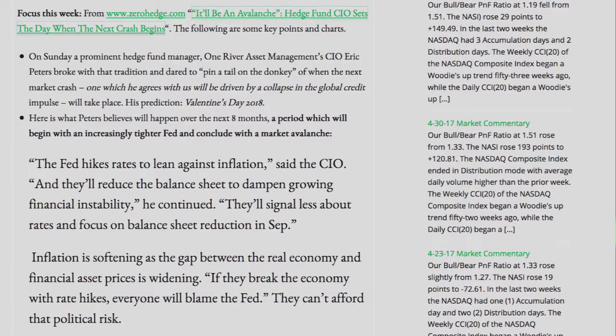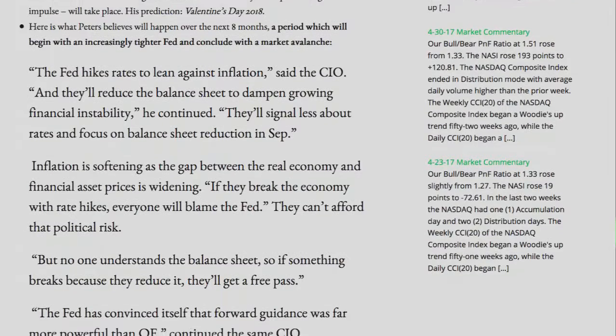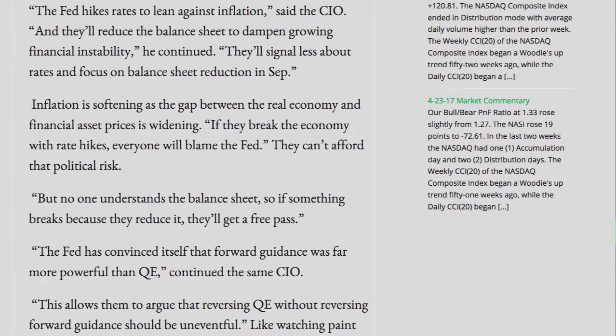His prediction? Valentine's Day, 2018. Here is what Peters believes will happen over the next 8 months, a period which will begin with an increasingly tighter Fed and conclude with a market avalanche. The Fed hikes rates to lean against inflation, said the CIO, and they'll reduce the balance sheet to dampen growing financial instability, he continued. They'll signal less about rates and focus on balance sheet reduction in September.